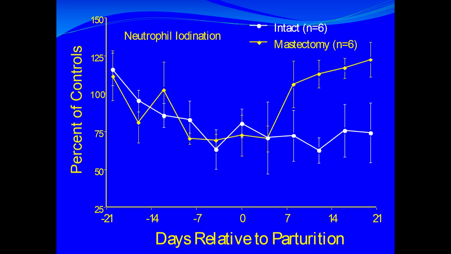After calving, those animals that are mastectomized bounce back and recover their full function very, very quickly. The intact cows remain very low in their function, and it took them about 4 weeks to recover function in this particular study. So that suggests that in terms of neutrophil function, there's an effect of those hormonal changes associated with the act of parturition, and they're also affected by metabolic stressors.